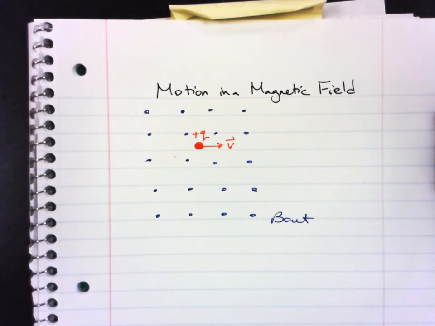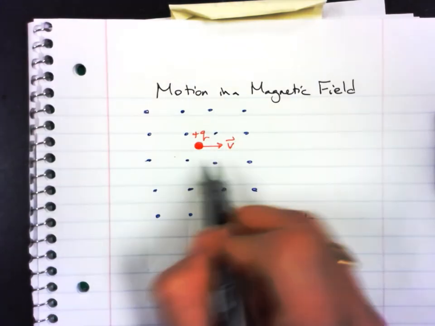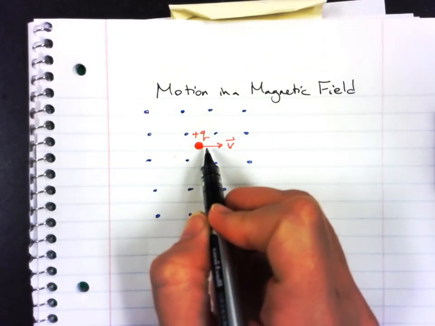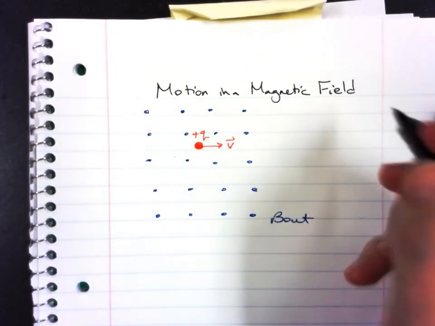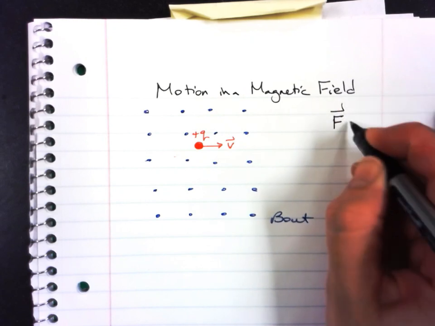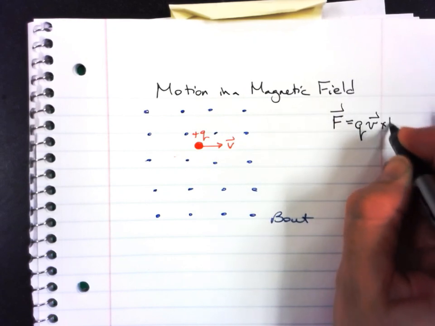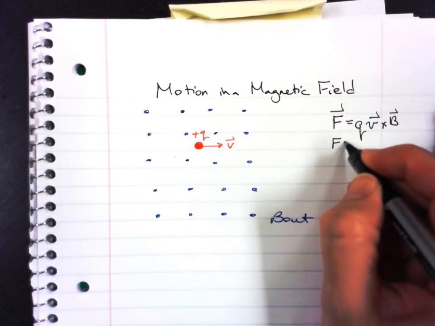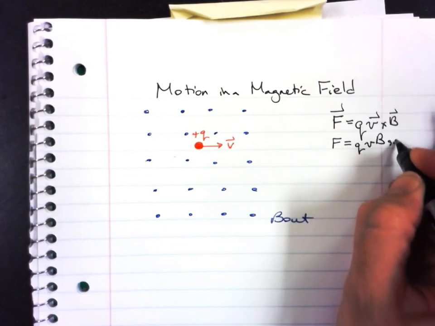So now that we know what the force is in a magnetic field, let's see the resulting motion from that. So reminder, we're only going to talk about moving individual charged particles. This isn't going to apply to currents really. So if I rewrite the equation, F equals QV cross B, or magnitude F equals QVB sine theta.